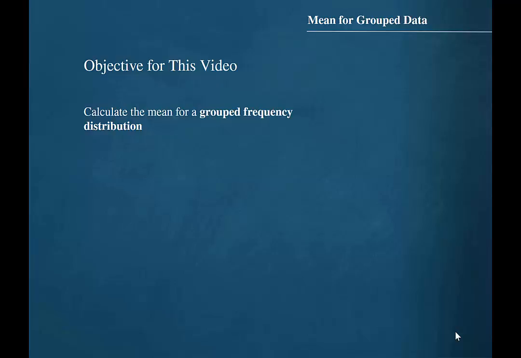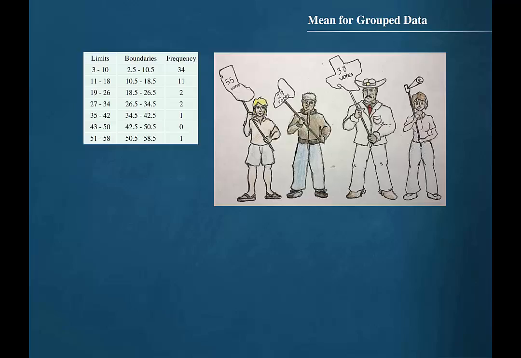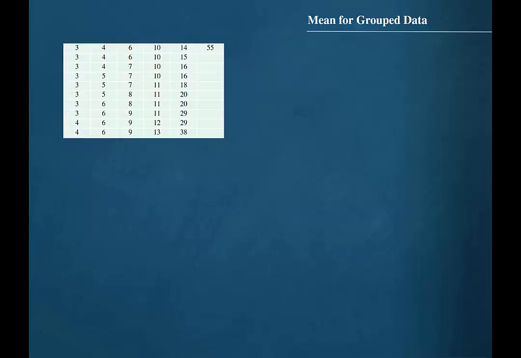The objective for this video is to calculate the mean for a grouped frequency distribution. In a previous video, we used the data for the number of electoral votes for each of the United States to construct a grouped frequency distribution.